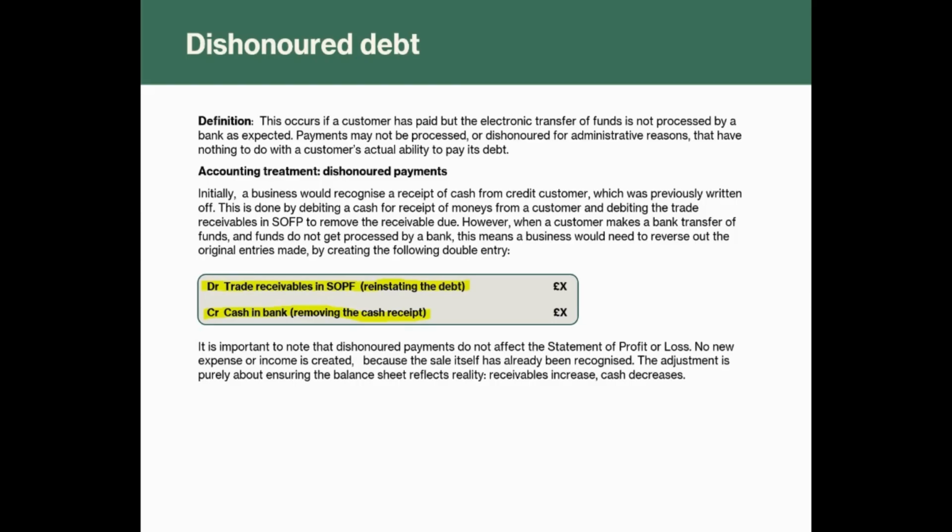To summarize, dishonored payments are simply about reversing the cash entry and reinstating the receivable. We debit the receivable, we credit the cash, and that's all that's happening. This isn't a common exam topic, but it does appear occasionally in the Accounting Fundamentals exam. As long as you remember that we reverse the cash and bring back the receivable, the double entries will fall into place. Now let's look at a practical example to show how dishonored payments work in practice.